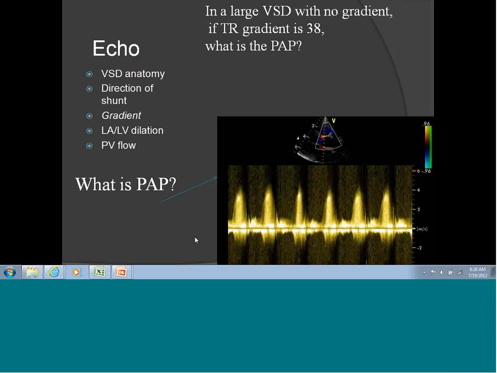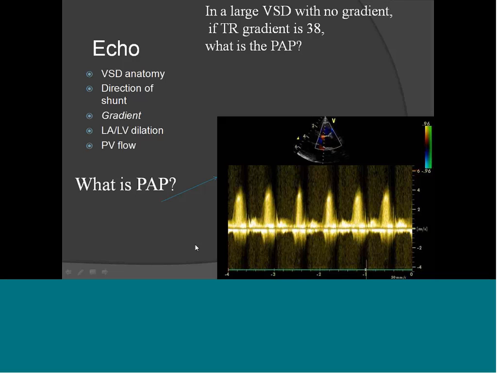So what type of VSD do you think it would be when you've got a high gradient across the VSD? What kind of VSD is it going to be? Either small or moderate, right? All you can say is if normal PA pressures, this VSD is either small or moderate, right? You can't comment on small or moderate based on this. You can just say it's small or moderate. I have to see whether there's left heart dilation or not to decide, right?